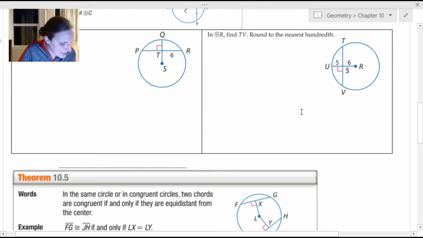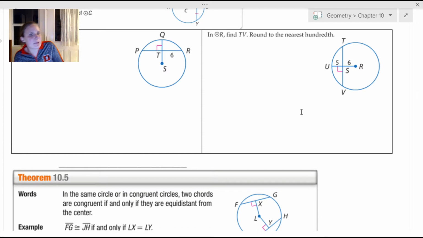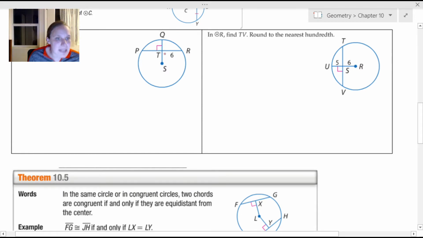It says in circle S, find PR. So PR is a line segment. It's saying this whole chord. It wants to know this whole distance of PR. Again, we have this radius making a perpendicular. It's perpendicular, so it's bisecting. So these two segments are going to be congruent. So if this one is 6, then this one is 6.